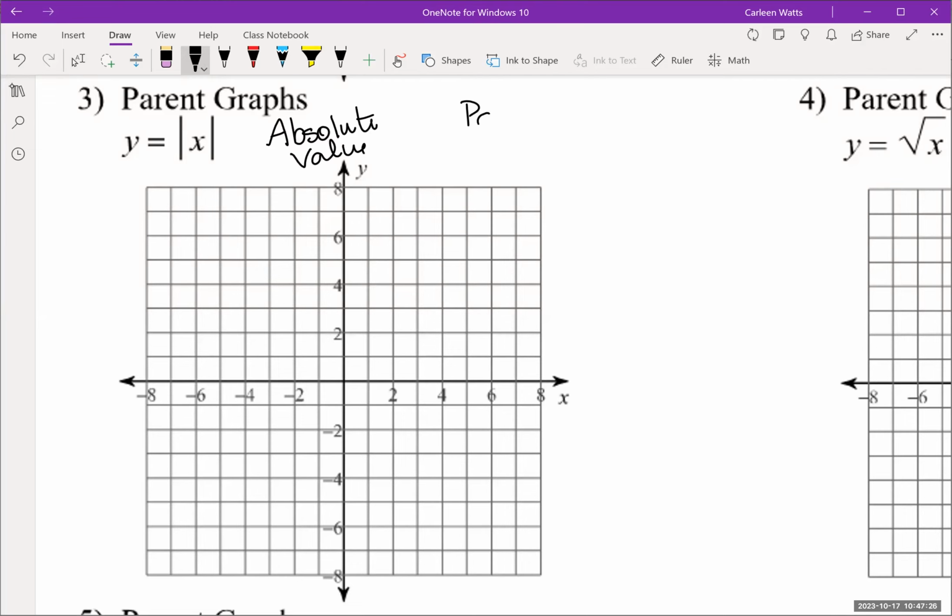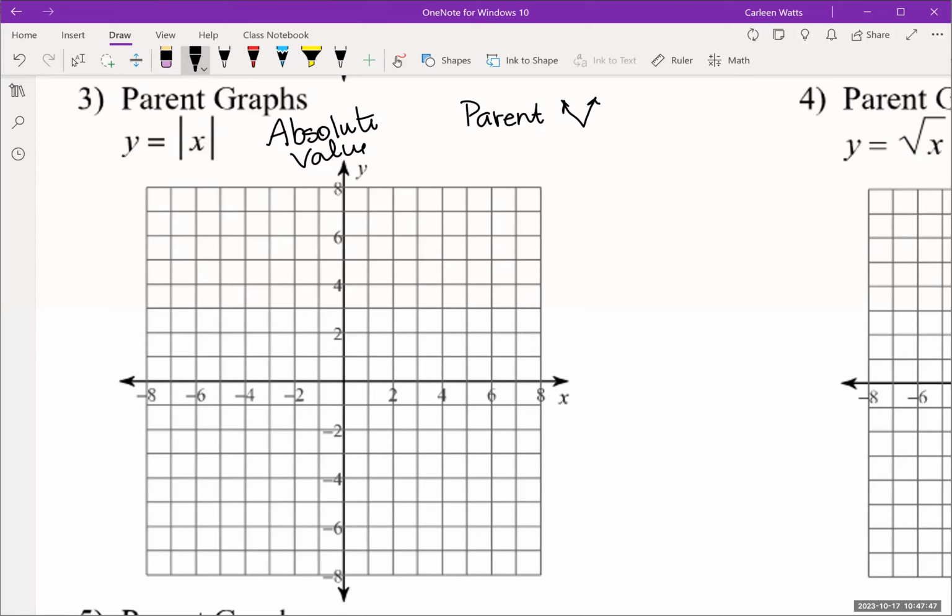So the parent graph. Absolute value makes a V. So be really careful when you do your parabola, your X squared, that has a curved bottom. But when you do the absolute value, it has a point. The vertex comes to a point.